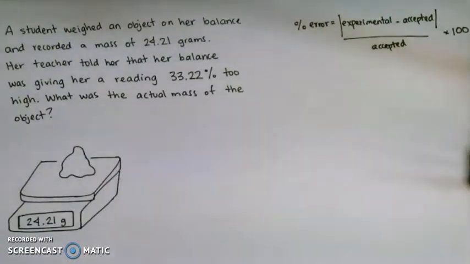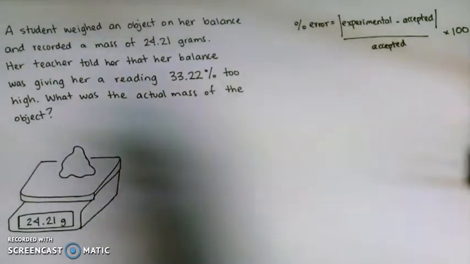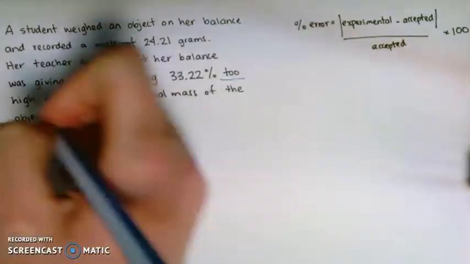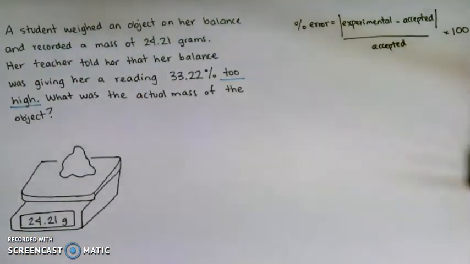So let's do this with an example that would pertain to chemistry or the lab. The example says, a student weighed an object on her balance and recorded a mass of 24.21 grams. Her teacher told her that her balance was giving her a rating 33.22% too high. So this will indicate that we're going to be doing a positive sign. What was the actual mass of the object?